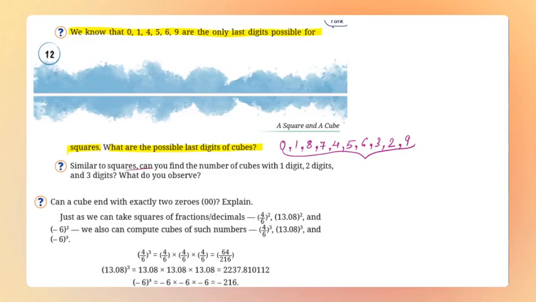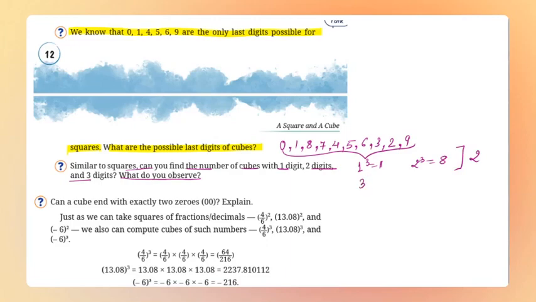Similar to squares, can you find the number of cubes with 1 digit, 2 digits and 3 digits? What do you observe? We have to find the number of cubes which have 1 digit, 2 digits and 3 digits. So 1 digit cubes कितने होते हैं? 1 का cube, 2 का cube, यही आपके 1 digit numbers हैं. ठीक है, तो कितने हैं आपके 1 digit cubes? 2.